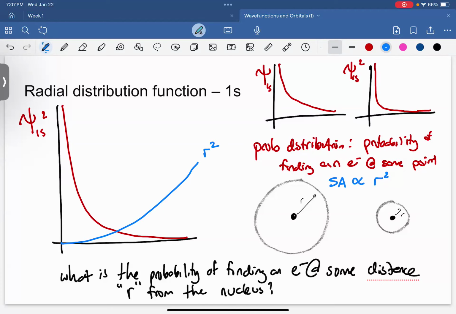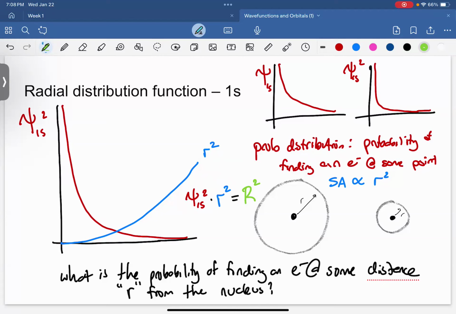So now what I really, really care about is the combination of these 2 things. So I'm going to take psi 1s squared, the probability distribution, and multiply that times r squared. And what that gives me is something that everybody calls the radial distribution function. I'm going to call that capital R squared.